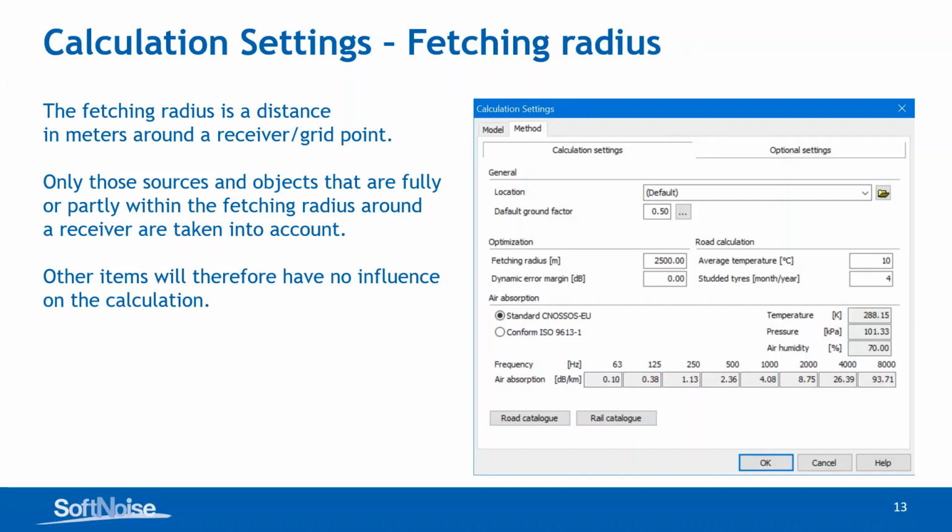Okay, coming back to the calculation setting, as I explained, the fetching radius is an important one. In the previous webinar, I explained about the meteorological correction, about average temperature, etc. But for the calculation, of course, this fetching radius is also important. It's a distance in meters around a calculation point, and only those sources and objects that are fully or partly within this fetching radius are taken into account. Other items will therefore have no influence on the calculation.